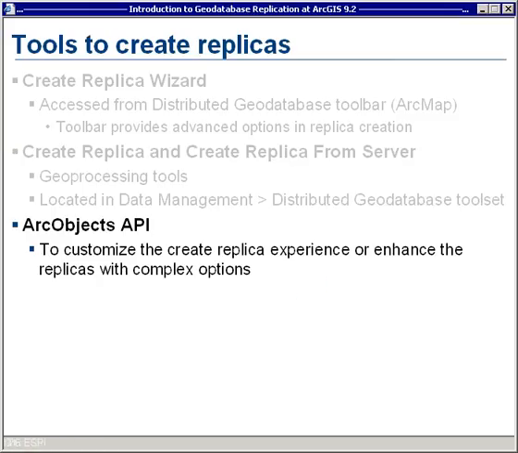Our last way to create replicas is through using the ArcObjects API. The ArcObjects API is available to support writing code to create replicas. You can apply complex criteria and extend replica creation. You can use ArcObjects to customize any geodatabase replication task. Details about each of these tools that we've talked about can be found in the ArcGIS 9.2 Desktop Help online documentation.